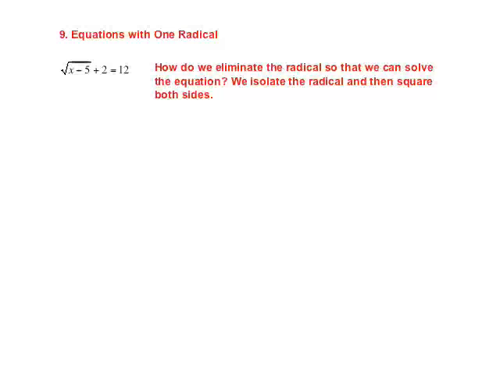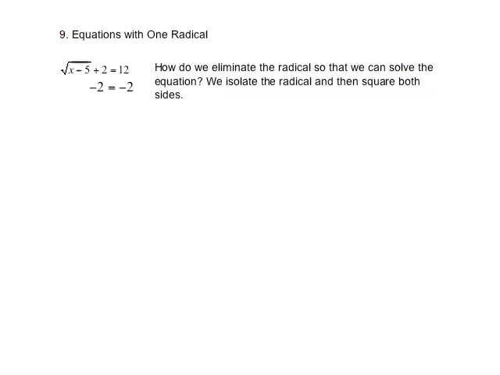Equations with one radical. So we have the square root of x minus 5 plus 2 equals 12. And since it contains a square root, this is a radical equation. How do we eliminate the radical so that we can solve the equation? We isolate the radical and then square both sides. So subtract 2 from both sides and we get the square root of x minus 5 equals 10.